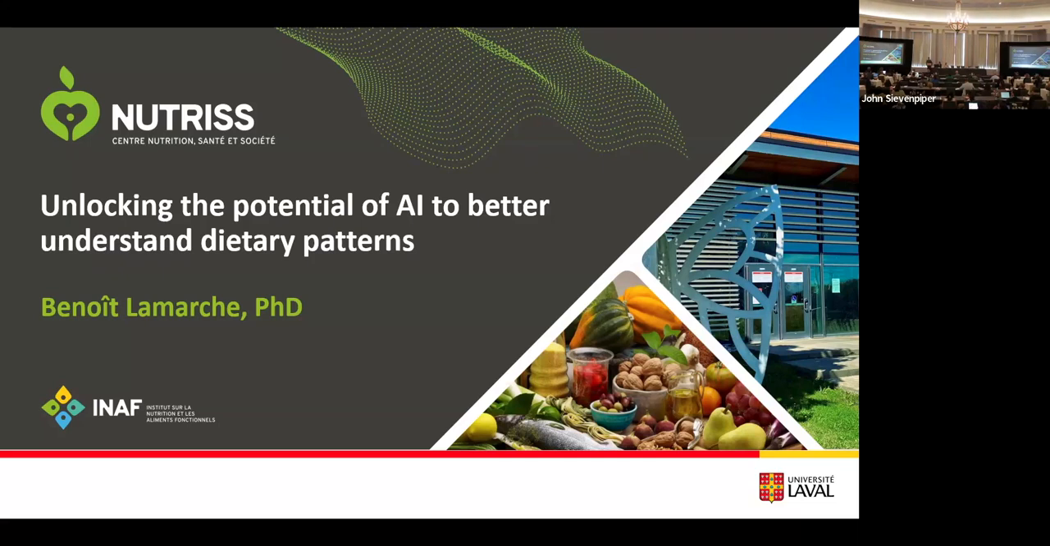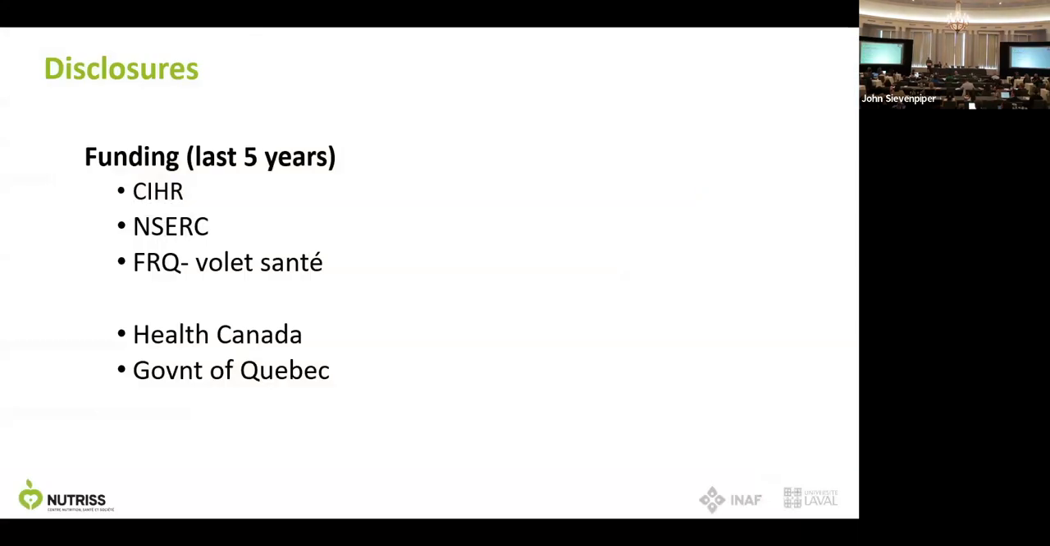And to help me as well, I kept it very simple. AI is a huge field, many examples, many potential, a lot of research in this area. So I'm just going to give you a glimpse of what we can do in trying to understand dietary patterns using one AI-based method. These are my disclosures, mostly funding from government and national funding agencies.